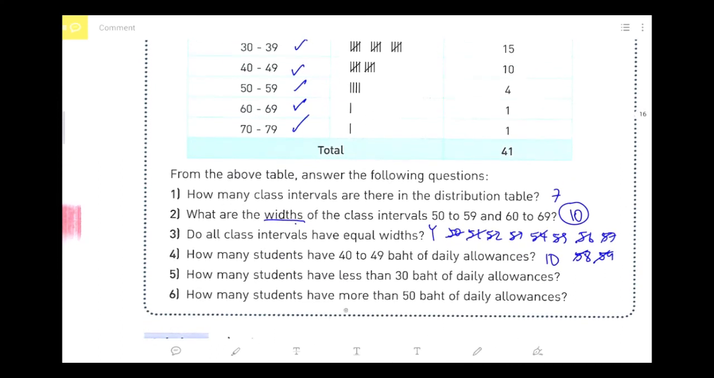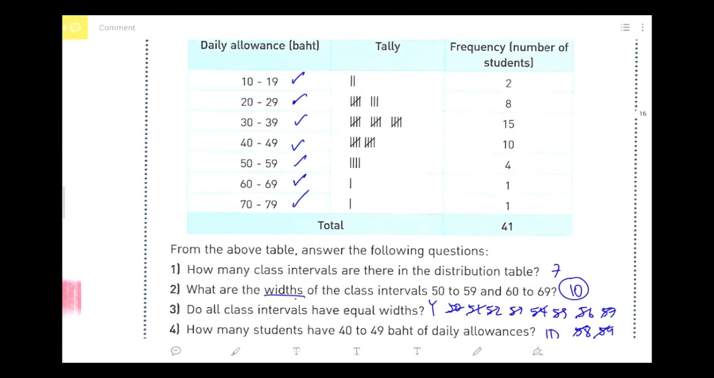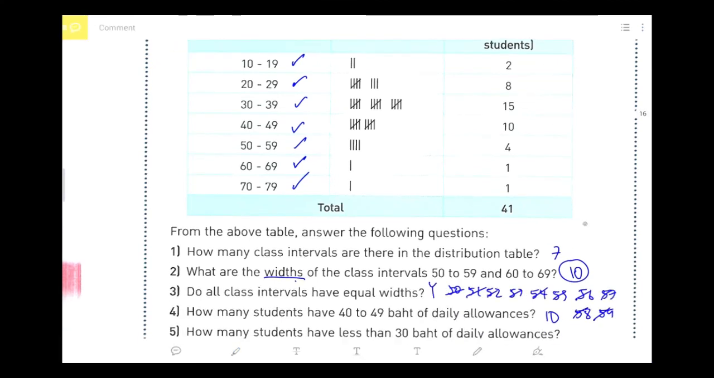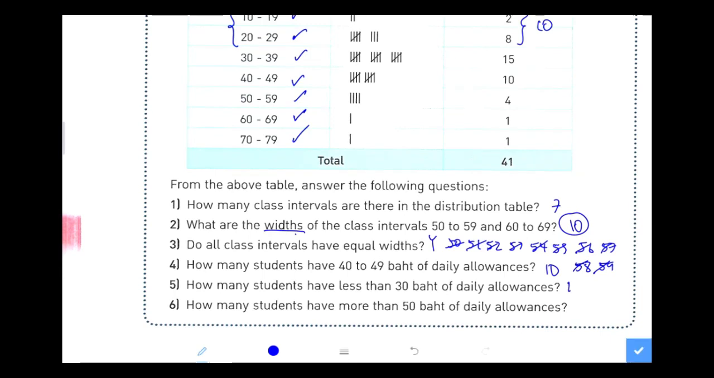How many students have less than 30 baht for daily allowances? So you go back, less than 30 baht. It should be these two groups, right? Two intervals. So you count 2 and 8. Your answer would be 10. Less than 30 is 10.